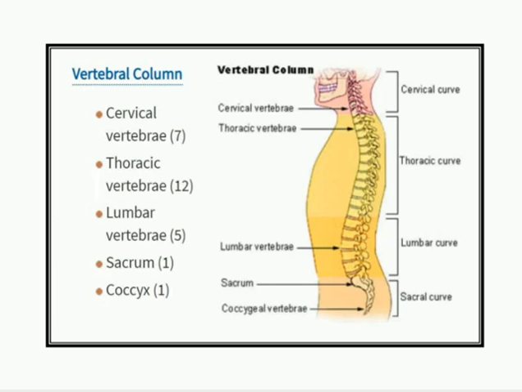In this particular image you can see the cervical curve, then the thoracic curve, then the lumbar curve, and at the end you can see the sacral curve, right. So in the cervical curve you can see the cervical vertebrae, in the thoracic curve the thoracic vertebrae, in the lumbar curve the lumbar vertebrae, and in the sacral curve you can see the sacrum and the coccyx bone.